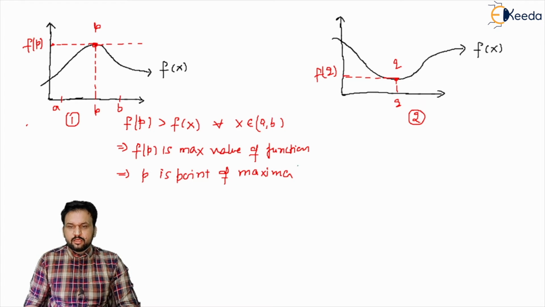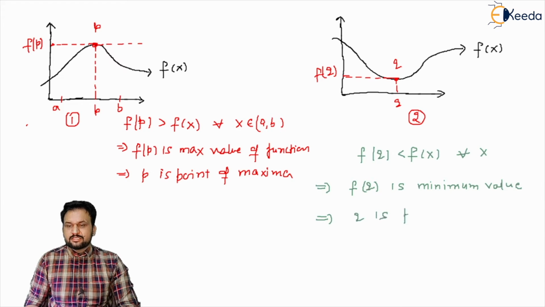Similarly, in this figure, if your f of q is always less than f of x for all x, it means f of q is the minimum value, and your point q is the point of minima.